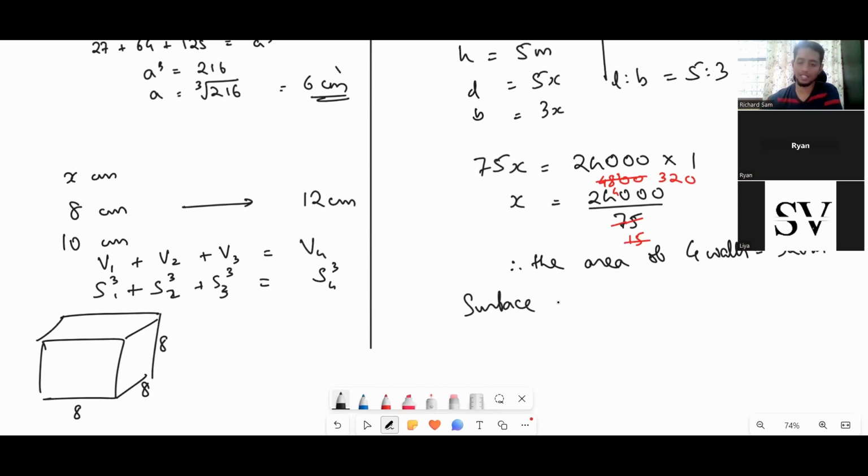But here we don't have six sides. So we have only four sides. Now they have not given a formula. You have to make the formula. Okay? So, surface area for four walls.